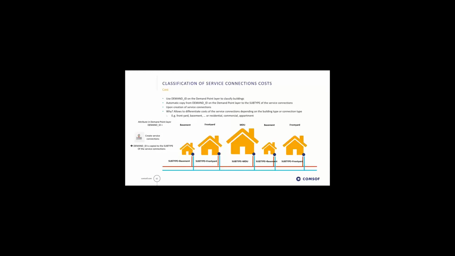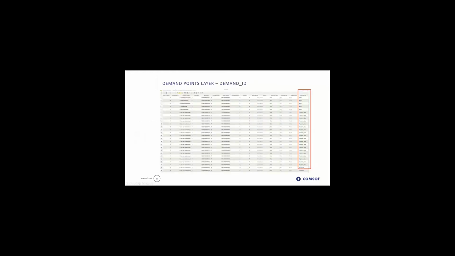When creating the service connection trenches, the software will automatically copy these values from the demand ID on the demand points layer to the subtype of the service connections. So you see here we have the building. So our service connection trenches will also have the same ID as this one. As you can see here, this is the attribute table of the demand points, and in the demand ID we have some examples with the MDU, the front yard base, and the front yard.